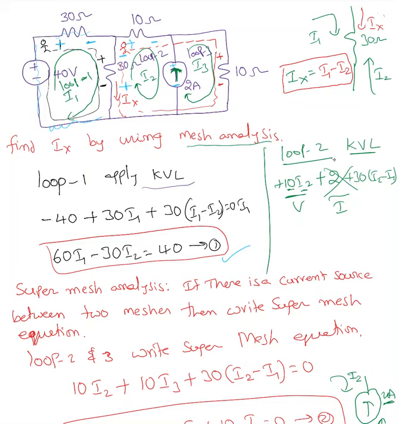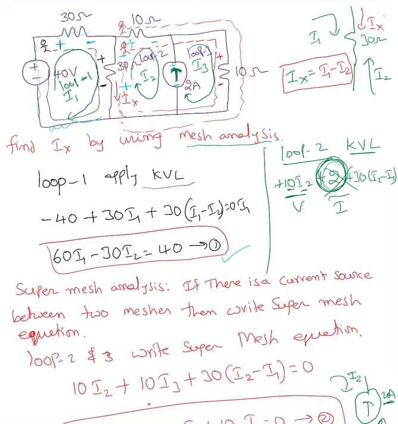So here it is kind of hard to find the voltage across this 2 ampere current source. So in this case, we're going to do a super mesh analysis. A super mesh analysis is nothing but, if there is a current source between two meshes, then write the super mesh equation. So here I have two loops. I have a current source between two loops. So start writing the super mesh analysis. Super mesh is nothing but you're going to go over two loops, come back to the same point, going through two loops.